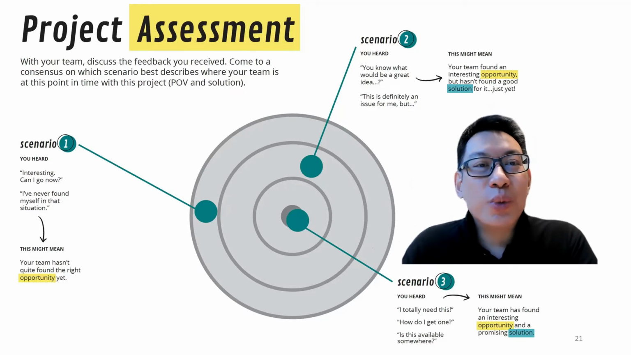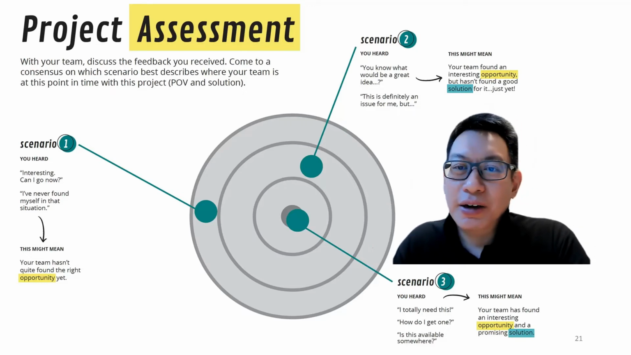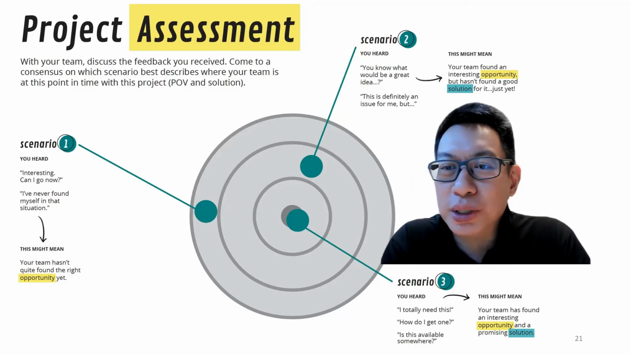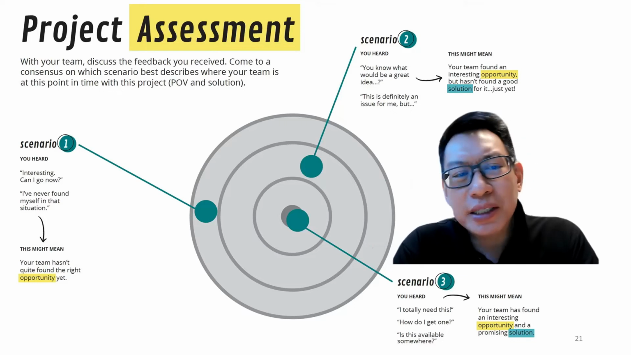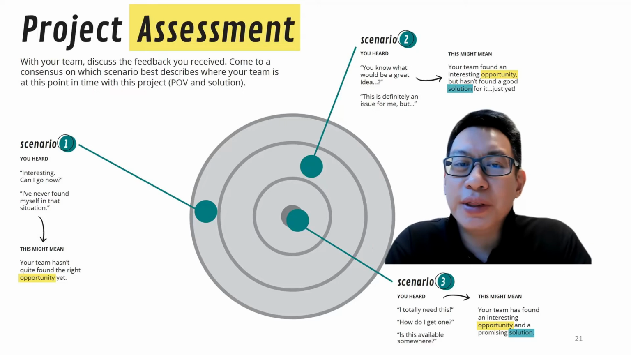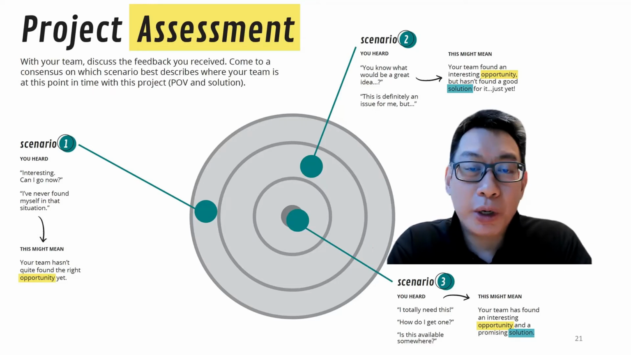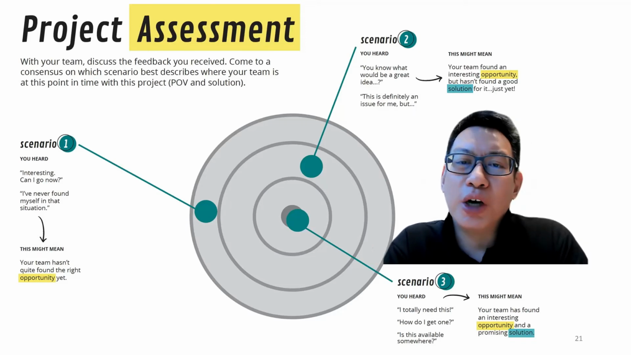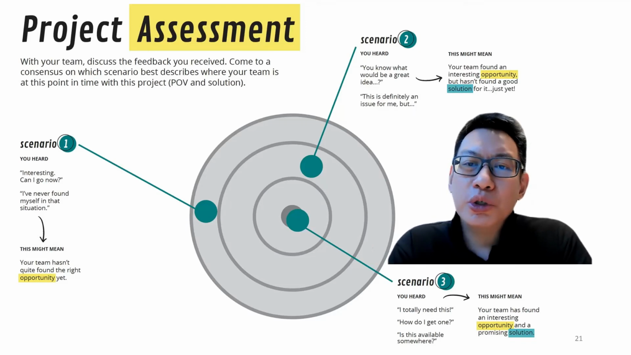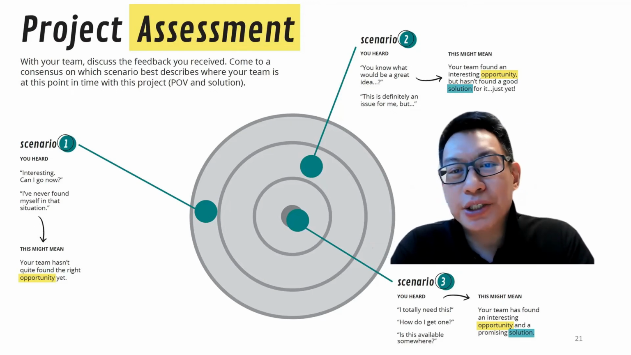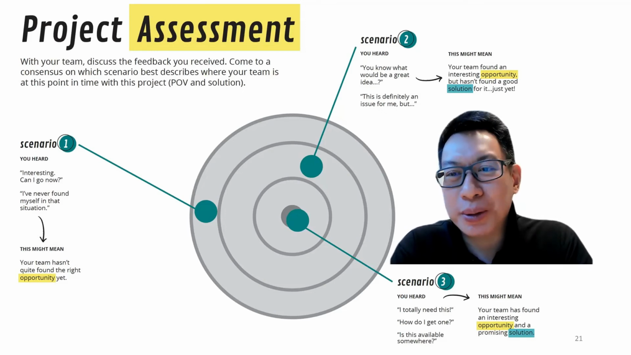Scenario 1 is when, from the feedback that you have gathered during your test stage, you heard things from the people that you talked to along the lines of, "It's interesting, but can I go now? I've never really found myself in that situation." Well, if you heard those comments, it might mean that you haven't really quite found the opportunity yet. So you may want to consider going back to the empathize stage or the define stage to better identify pain points and craft a better how might we problem statement.